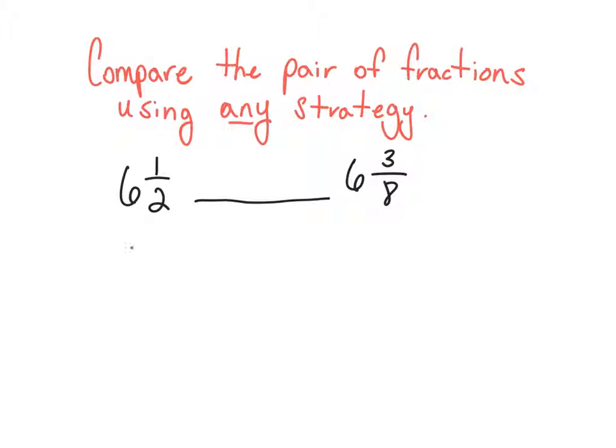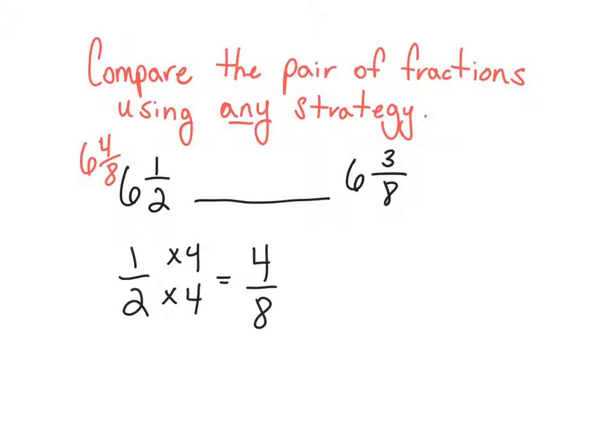Well, let's take a half and multiply the top and the bottom by 4, and we get 4/8. So this one becomes 6 and 4/8. Who is greater? 6 and 4/8 is greater than or less than or equal to 6 and 3/8. It's greater.